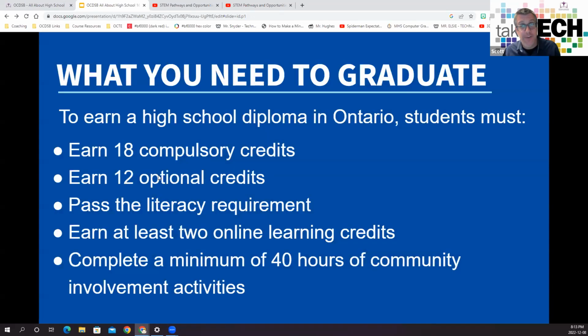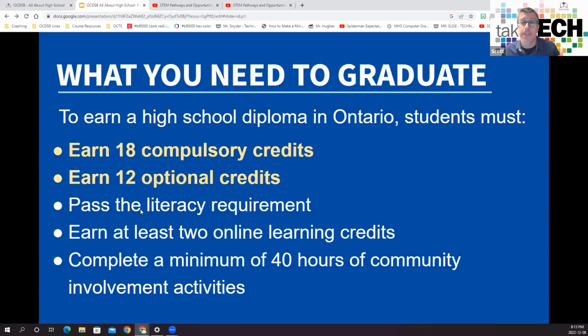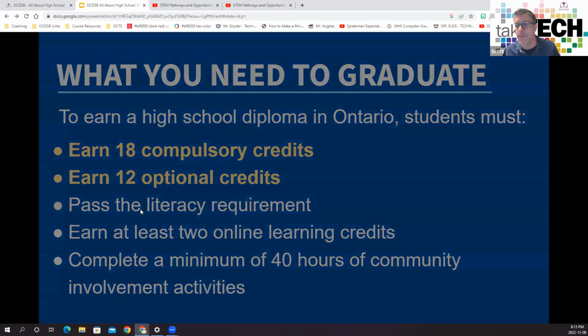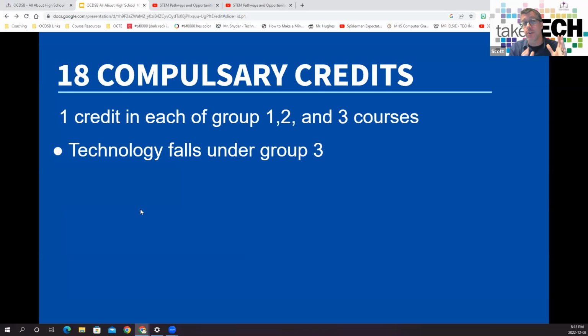Where do these courses fit in your graduation requirements? In order to graduate in Ontario, 2 of the requirements, you have to take 18 compulsory courses. These are the courses you have to do, and then 12 that you get to choose from all the courses that your school has to offer. Trades and technology falls into group 3.